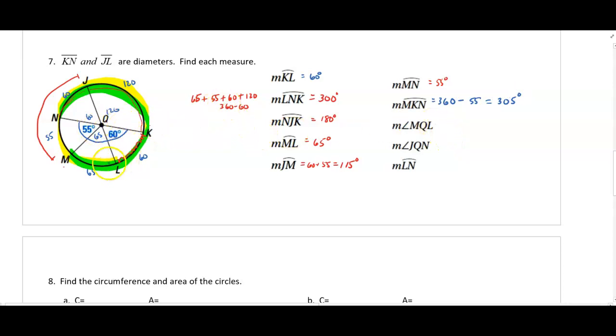Angle MQL is just 65 degrees. Angle JQN, we said, was 60 degrees. And arc LN, right away, if I look L to N, is going to be 65 plus 55, which will give you 120 degrees. Okay?